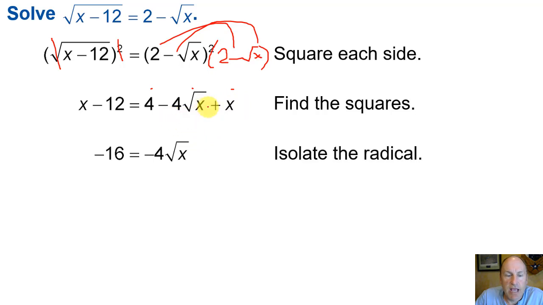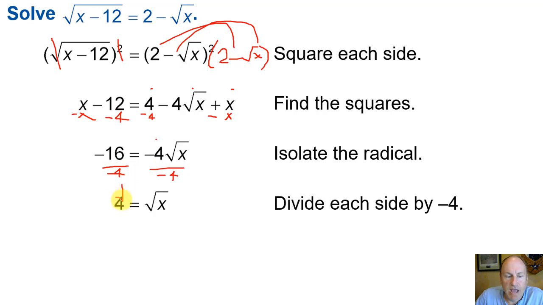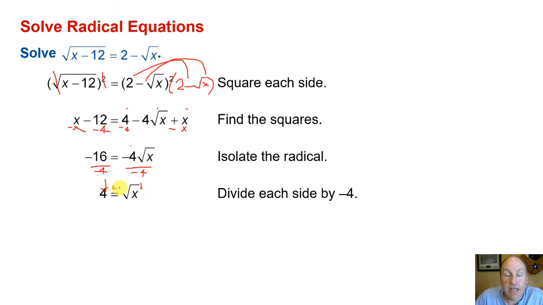So we can subtract the x from both sides and subtract the 4 to isolate the radical now, because now we've only got one radical left. When we do that, we get negative 16 equals negative 4 square roots of x. So let's divide by negative 4. And so we get 4 equals the square root of x. Now we're going to go ahead and square both sides to get 16 equals x.